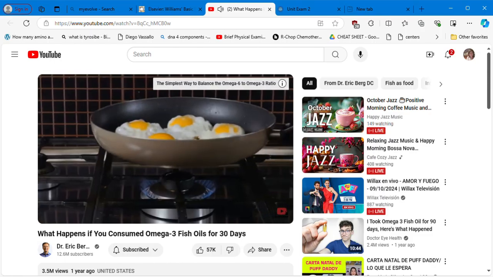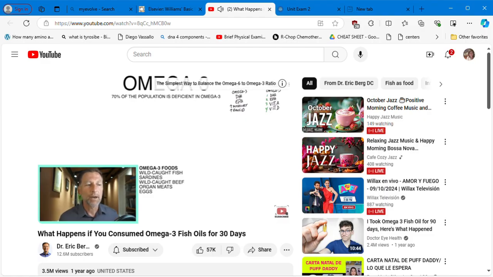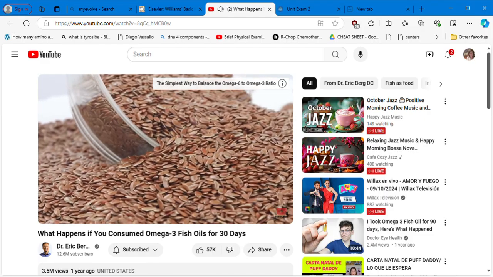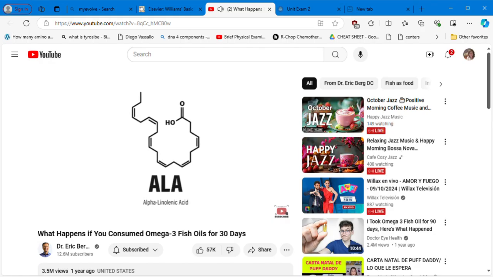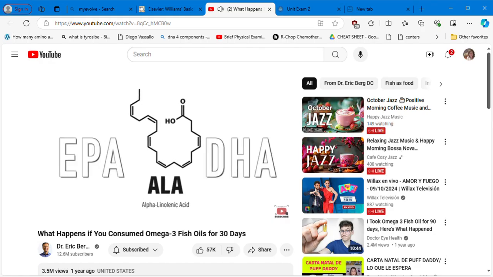Now, I will mention walnuts, flaxseed, hemp, chia seed might say they have omega-3, but really they're precursors that turn into omega-3 fatty acids. They have something called ALA, and then that can convert into EPA and DHA.